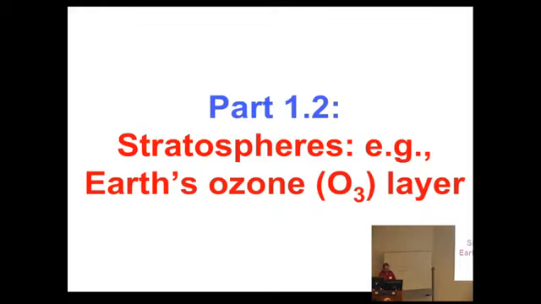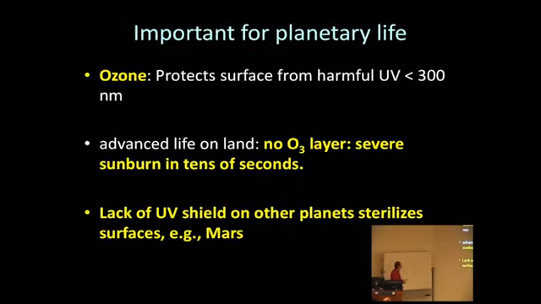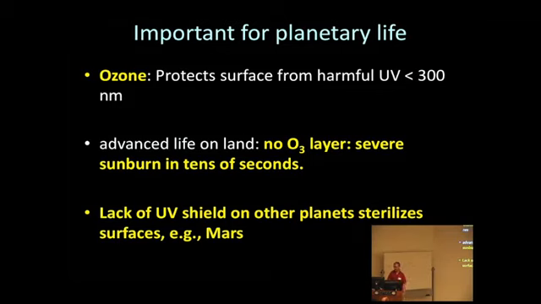And to go into more detail, to take Earth as an example, we have an ozone layer. This is important for habitability because it protects the surface from harmful UV. It's pretty bad today, but we don't get severe sunburn in tens of seconds. But it's bad for Mars, which doesn't have an ozone layer and gets sterilized daily.